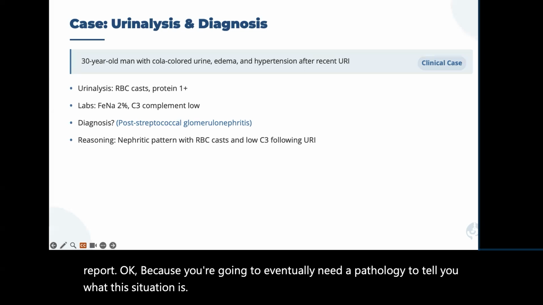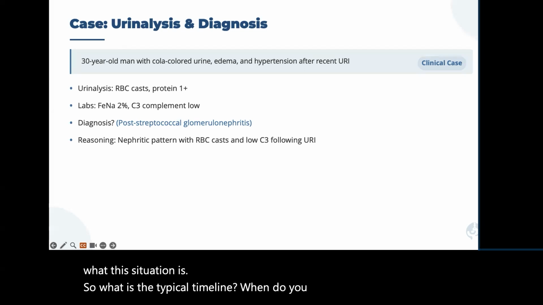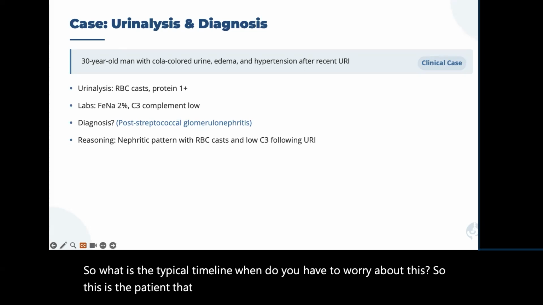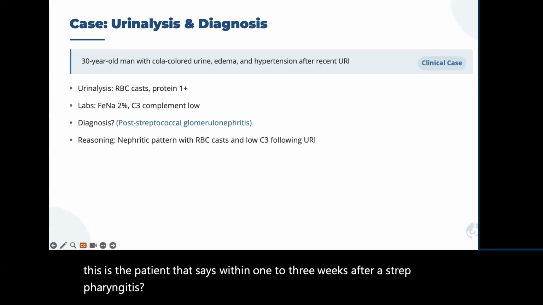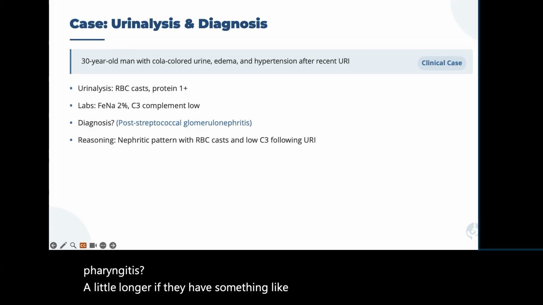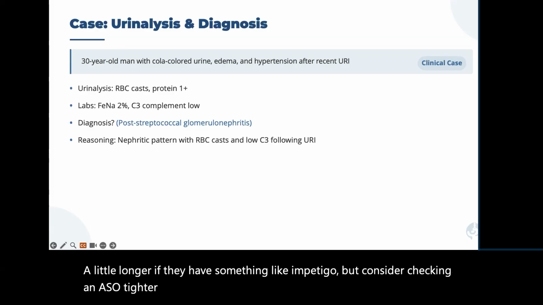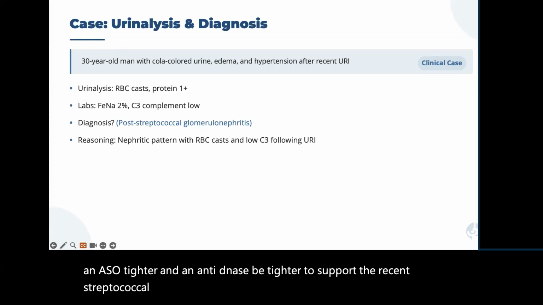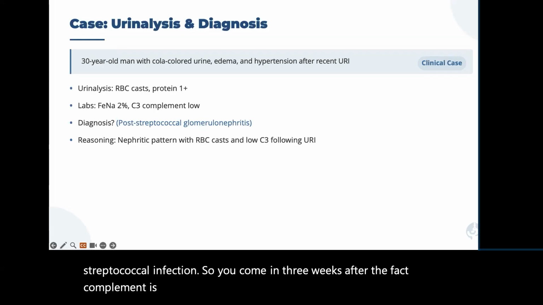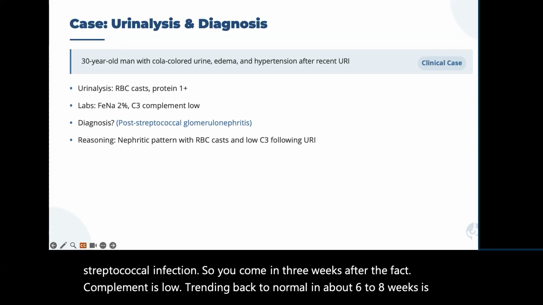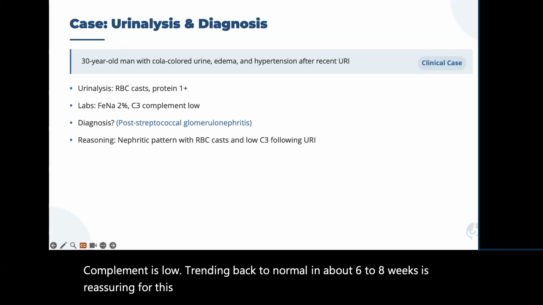So what is the typical timeline? When do you have to worry about this? So this is the patient that presents within 1 to 3 weeks after a strep pharyngitis, a little longer if they have something like impetigo, but consider checking an ASO titer and an anti-DNase B titer to support the recent streptococcal infection. So you come in 3 weeks after the fact, complement is low, trending back to normal in about 6 to 8 weeks is reassuring for this post-infectious glomerulonephritis.